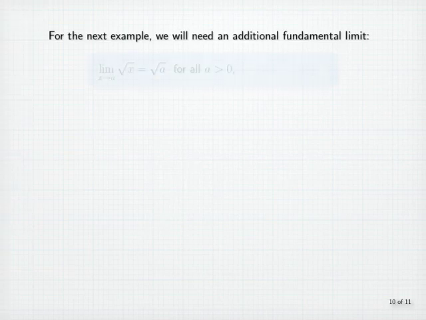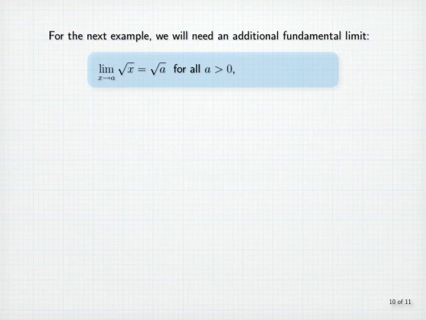For the next example, we will need an additional fundamental limit. If a is positive, then the limit as x approaches a of the square root of x is equal to the square root of a. In other words, the limit is equal to the value of the function at a. Also, the right-sided limit as x approaches 0 of the square root of x is equal to 0. So again, the limit is equal to the value.